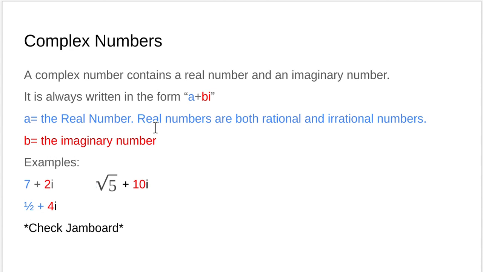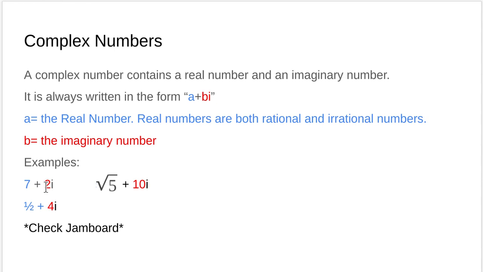So 2/3, that's a repeating number. A rational number is 7, that's a whole number, it doesn't repeat. 6, 5, 4, 3, 2, 1, 100, 1,000, a million, you get what I'm saying here. And b is the imaginary number.